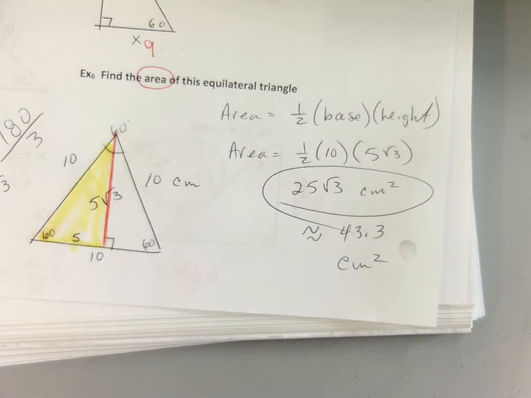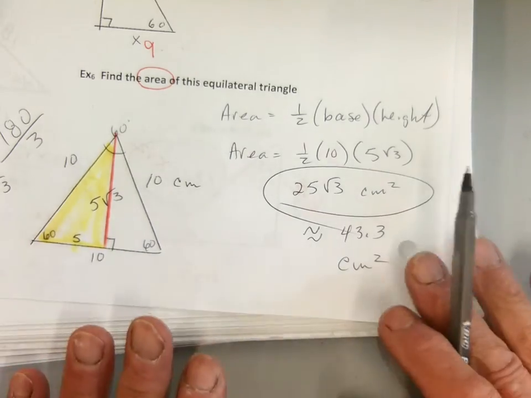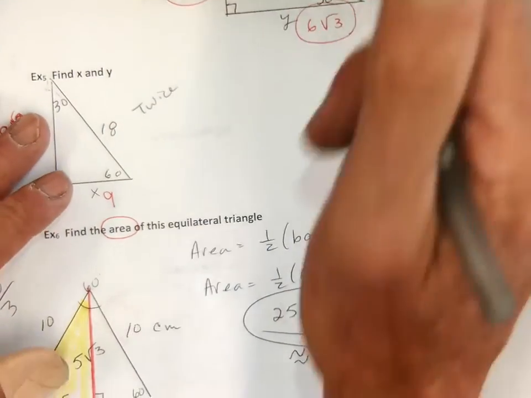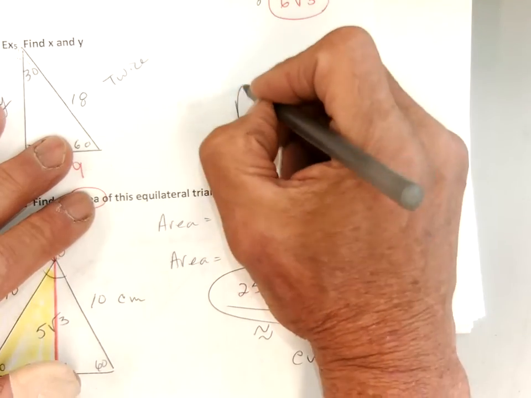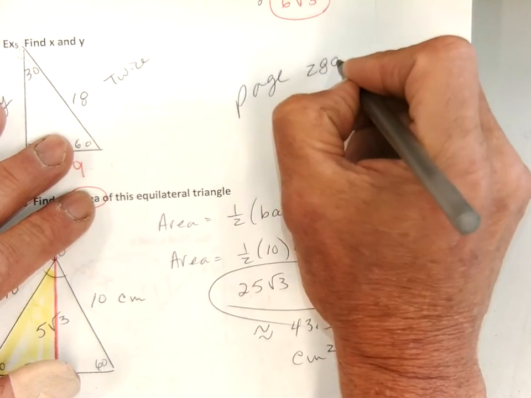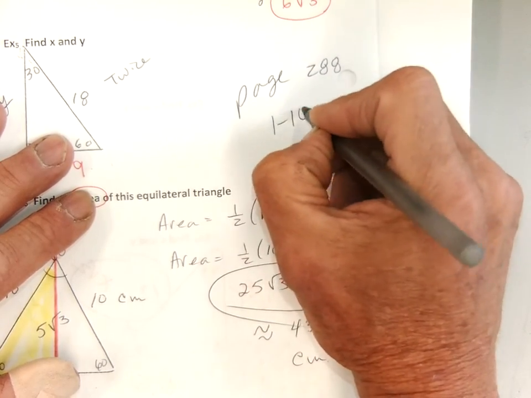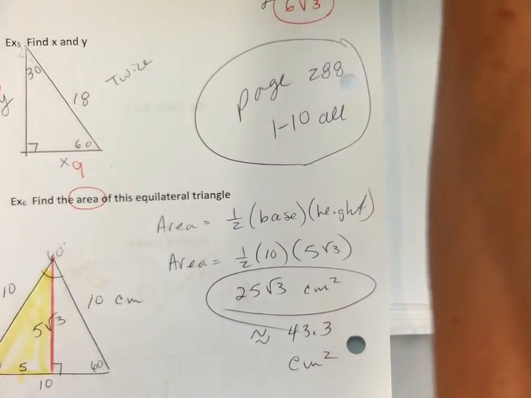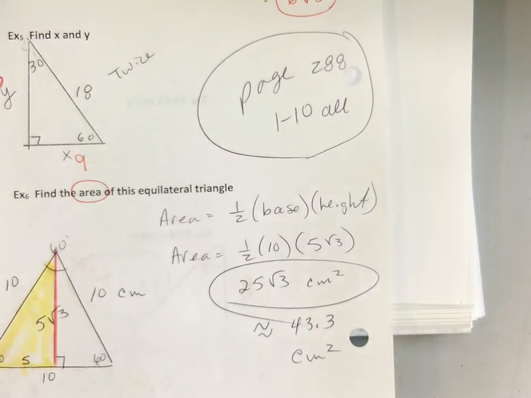Okay, so that's all I have. What do you guys think? Pretty easy? Okay, and the homework shouldn't be too bad either. I'm not giving you a lot of homework, but you need to at least give it a try. Homework today is out of your journal, page 288, 1 through 10, all, okay? There we go. Okay, everybody should be able to do this. It's not difficult, okay?